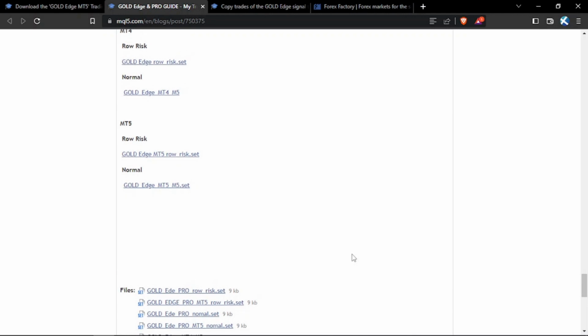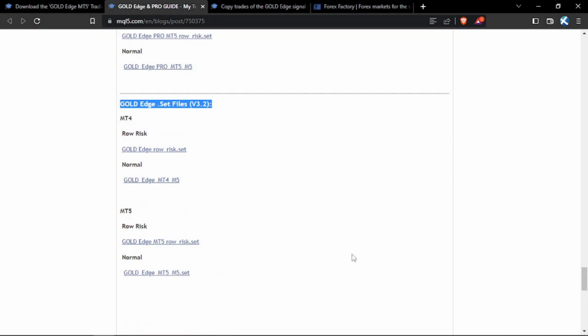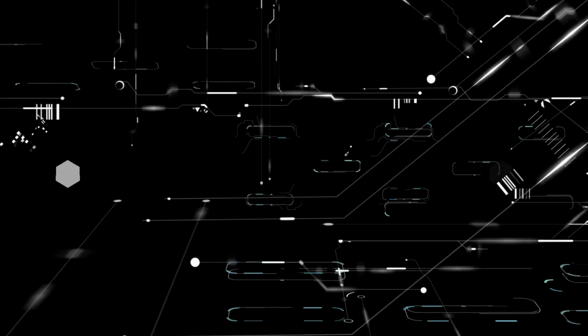I will be testing the low risk set file against my FBS broker. It is recommended to adjust the set file according to your own specific broker.